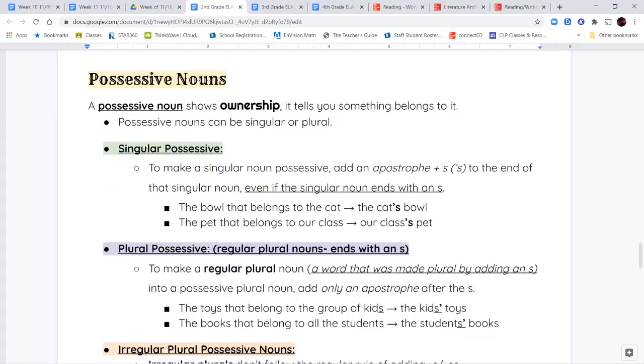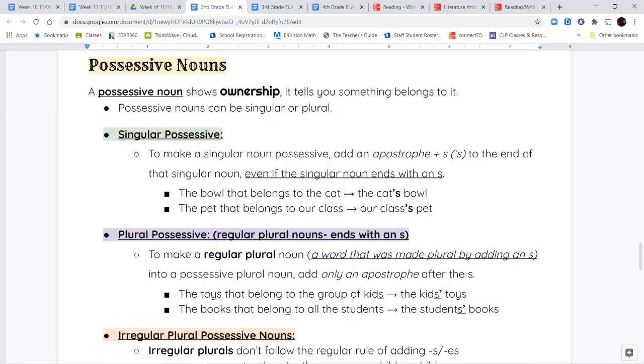Now, the next bit that we're going to talk about is called possessive nouns. Possessive nouns are nouns that show ownership. When you possess something, you own that thing. It belongs to you, right? Possessive nouns can be singular or plural. Singular means it belongs to one person, place, or thing, and plural means it belongs to more than one person, place, or thing. So let's go ahead and get started with our singular possessive nouns.